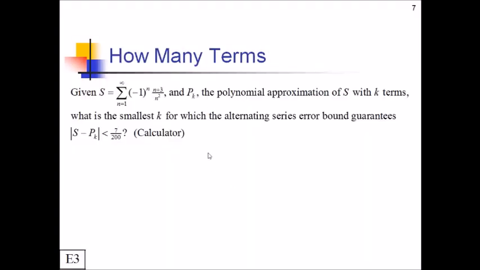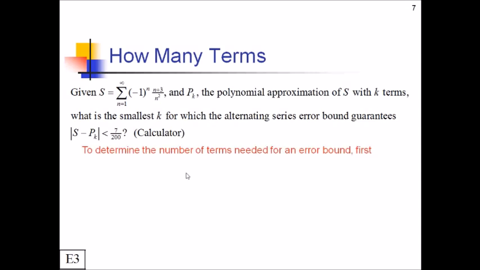This one's a little bit of an oddball problem. Given this S series defined here, and P of k, a polynomial approximation of that series with k terms, we want the smallest k for which the alternating series error bound guarantees S minus P of k is less than 7 over 200. So let's take a moment to appreciate what they're asking here. We've got some series, we're approximating it, but we know we're going to have some error. We want to figure out how many terms we need to make the error less than a certain amount.